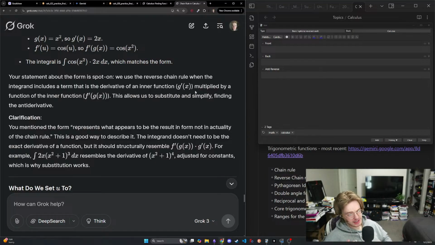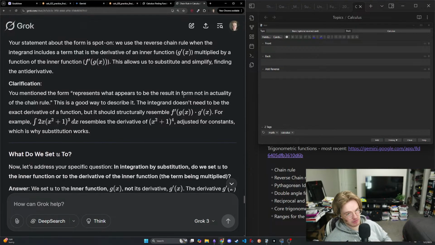Okay, so I think given that we're in this situation with f prime of g of x, all we need to do is use the power rule to integrate the f prime, and then we can merely keep the resulting g of x and drop the last term.